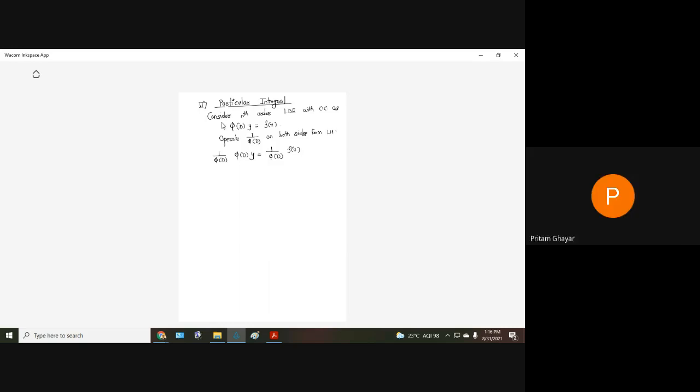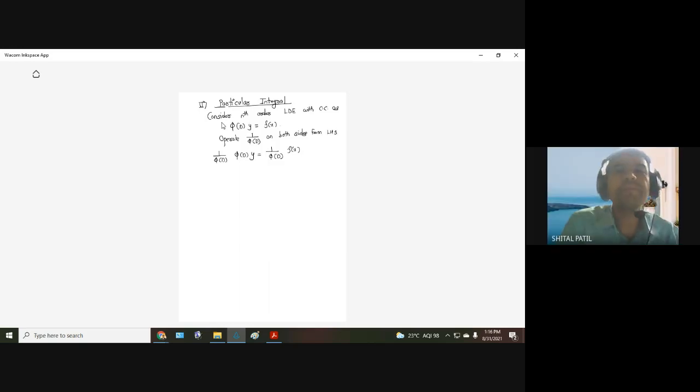CC means constant coefficient. So this phi of D will cancel. What will remain? y, in fact, y of p. Again, it is notation. So you don't ask me how y becomes y of p. Notation only. Okay. So this is what we want to understand.